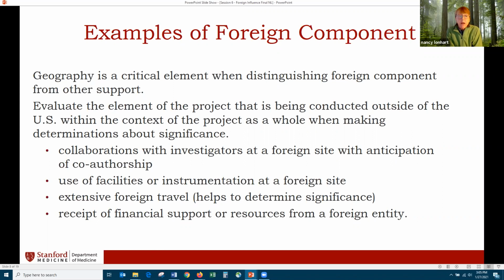And so, for example, I've listed some ideas that could help you understand whether you have a foreign component. One would be if there is intention to collaborate with those foreign investigators and co-author papers. That's significant because it means that the research is significant. In addition, use of facilities or instrumentation at a foreign site, for example, a foreign lab. Extensive foreign travel. This helps us to determine whether the activity being done at those foreign sites is significant. And the receipt of financial support or resources from that foreign entity.